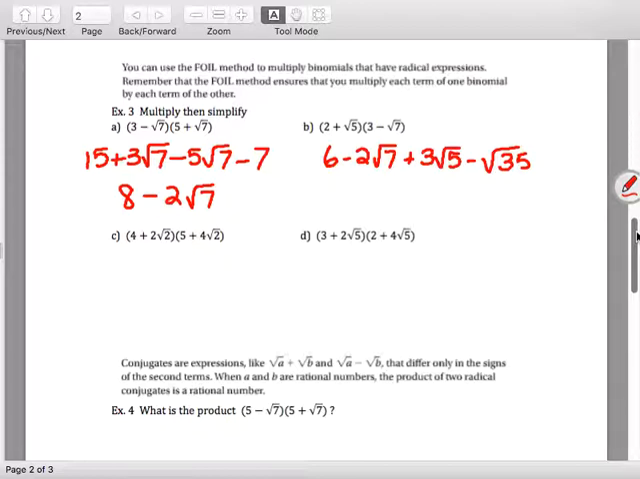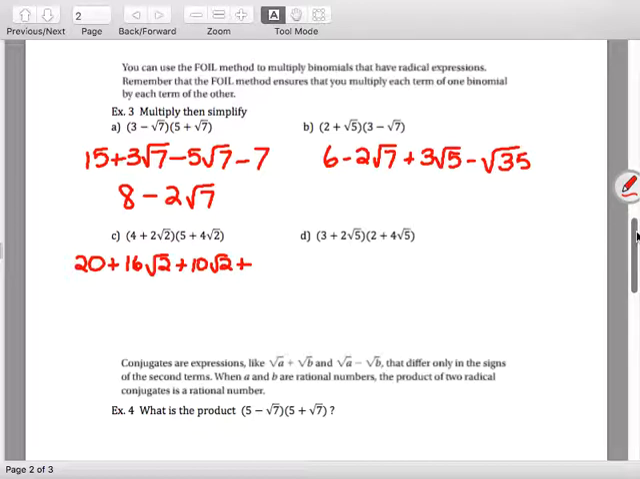Okay, letter C. I'm going to do 4 times 5 is 20, plus 4 times 4 radical 2 is 16 radical 2. So you do multiply the numbers out front, and you multiply any radicals. This is going to be 2 radical 2 times 5 is 10 radical 2 plus. Okay, now this part's tricky. 2 times 4 is 8. Yes. But what's radical 2 times radical 2? 2. Right? Because radical 4 is 2.